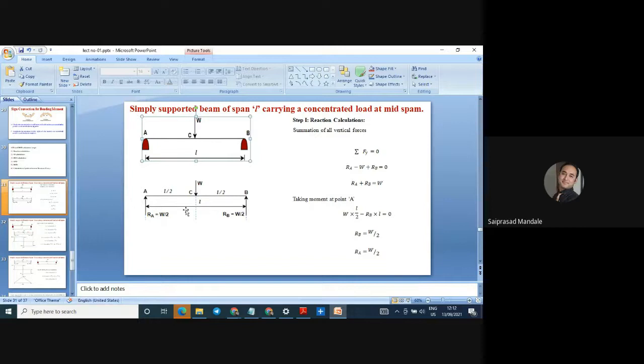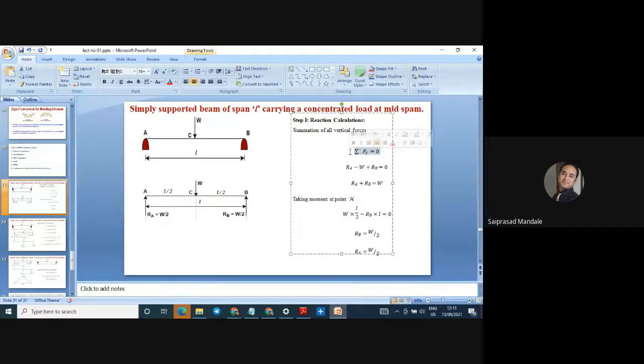The first step is reaction calculation. In that case, we are going to apply the conditions of equilibrium: summation of Fx equals 0, summation of Fy equals 0, and summation of moment about any point equals 0. Here there are no forces acting along the x direction, so we are not focusing on the summation of Fx. Directly I am going to do the summation of Fy equals 0, the condition of equilibrium.